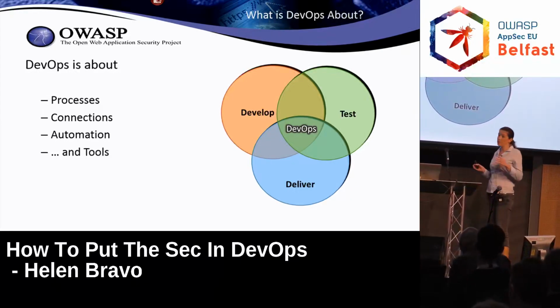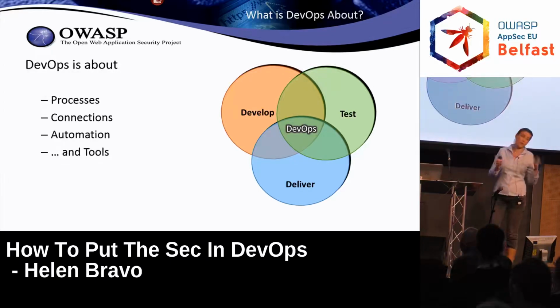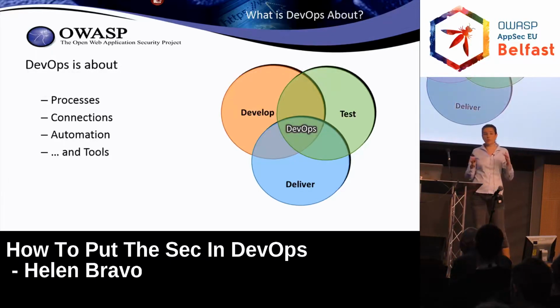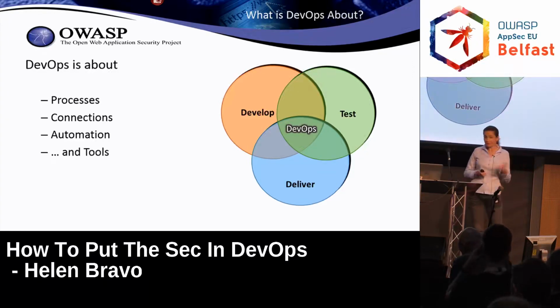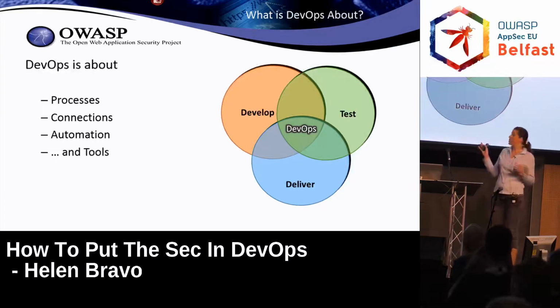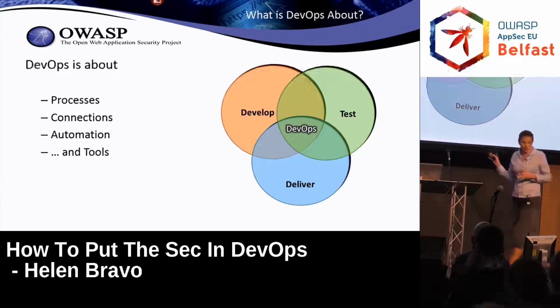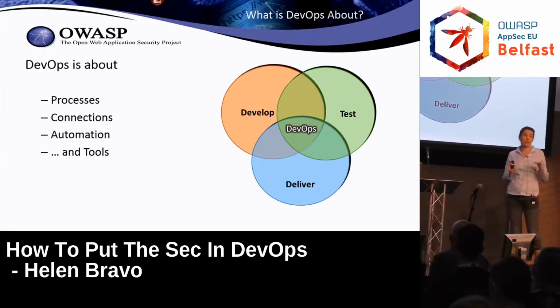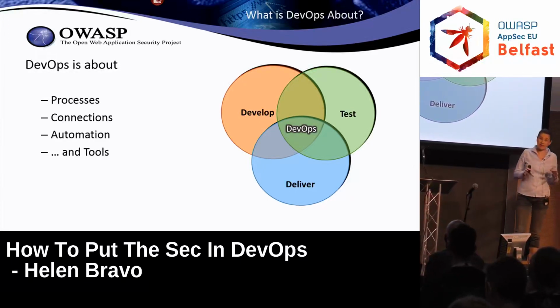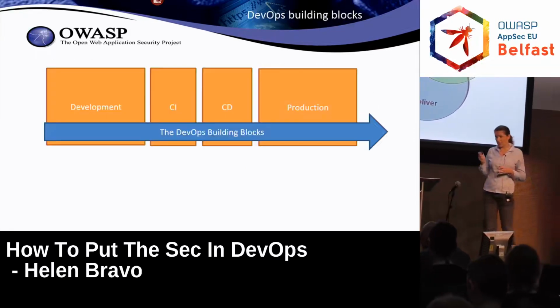So I wanted to map that, and I also wanted to map in my presentation what processes are the building blocks of DevOps, and how security and security checks might fit into each and every one of them. So looking at a general approach, DevOps is about processes, connections between development, tests, and delivery processes, and automation and tools. And that's probably the key here, the automation of those processes.